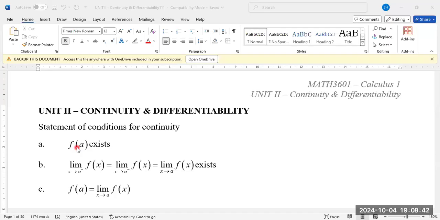So it means that the limit as x tends to a plus, the limit as x tends to a minus, and the limit as x tends to a in and of itself gives you the same value. Then f of a must give you the same thing as the limit as x tends to a of f of x.